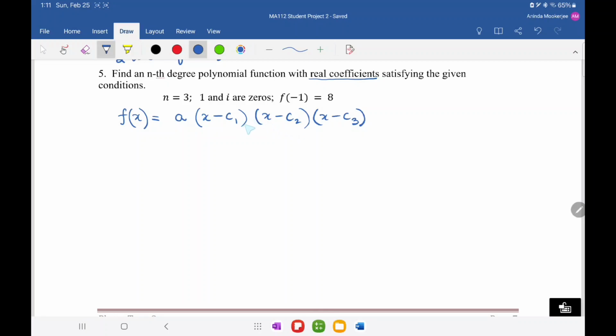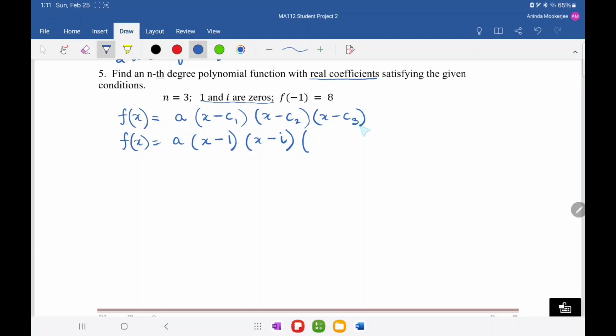All right, but let's start with c sub 1. Now these are the zeros of the function. So let's see what information they've given us about the zeros. They say 1 is a zero of the function. So I'm going to write here f of x equals a times, I'm going to plug in 1 for c1 and write it as x minus 1. And then i is also one of the zeros, so I'm going to replace c sub 2 and write it as x minus i.